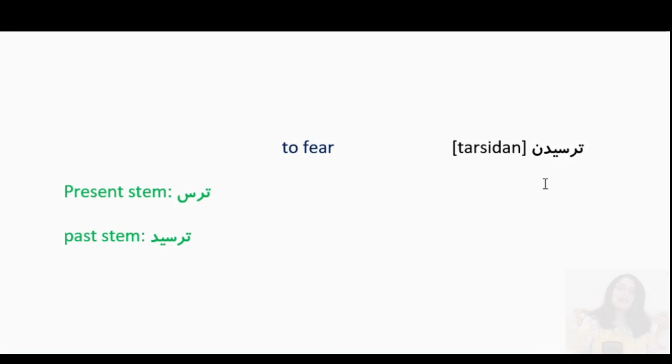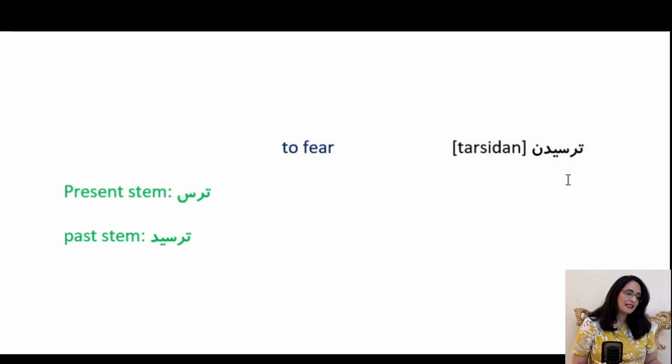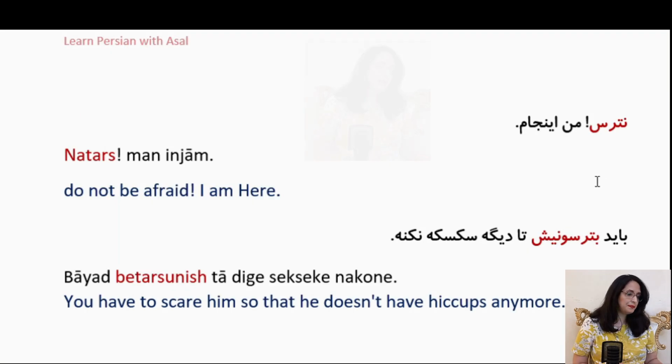Okay, let's move on. ترسیدن. To fear. The present stem is ترس and the past stem is ترسید. So let's see the examples.